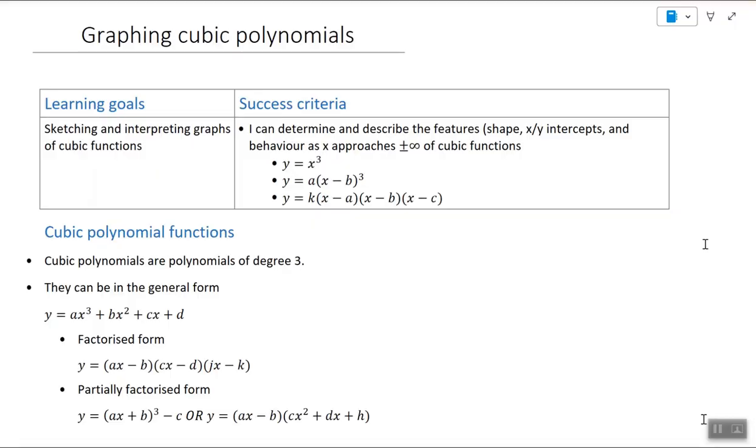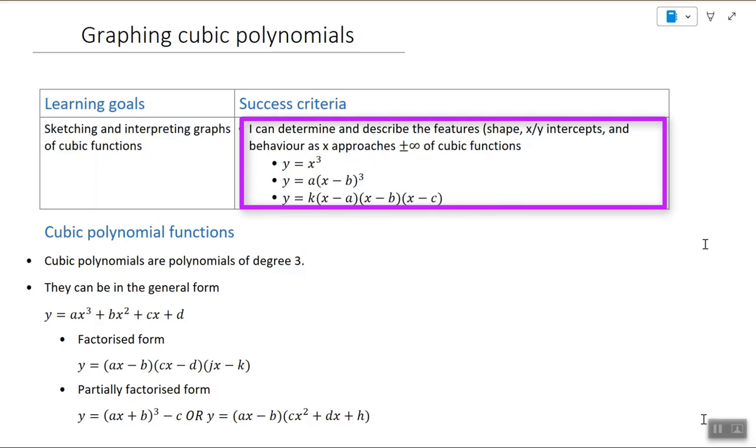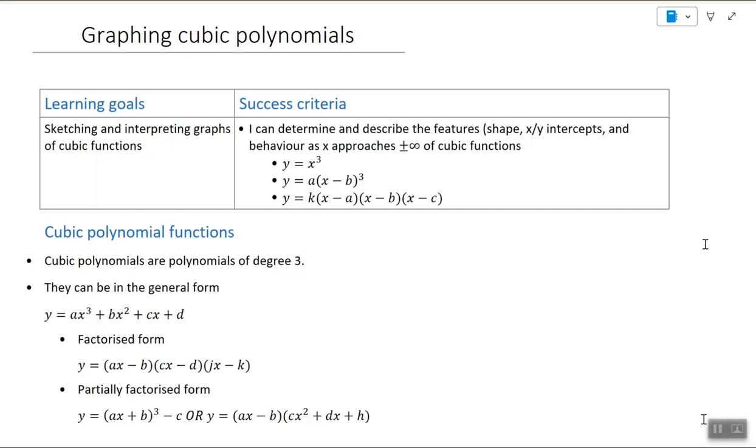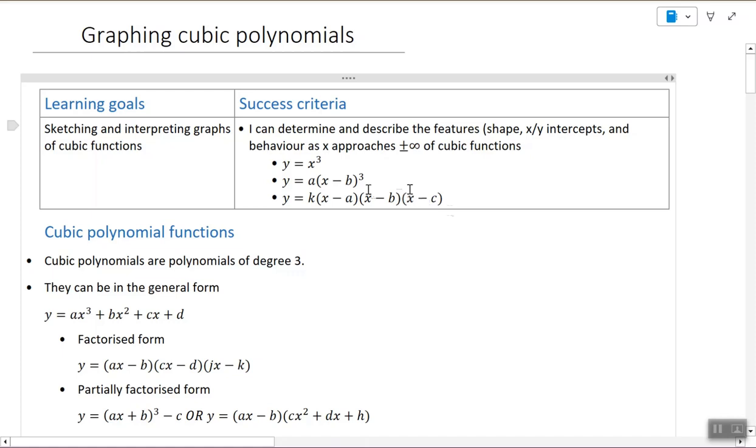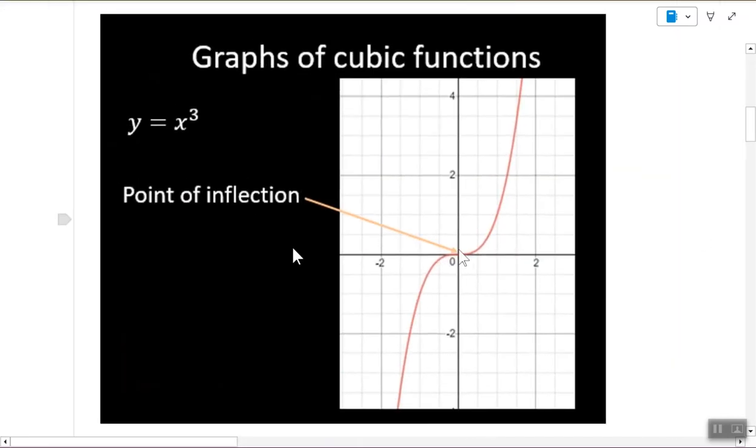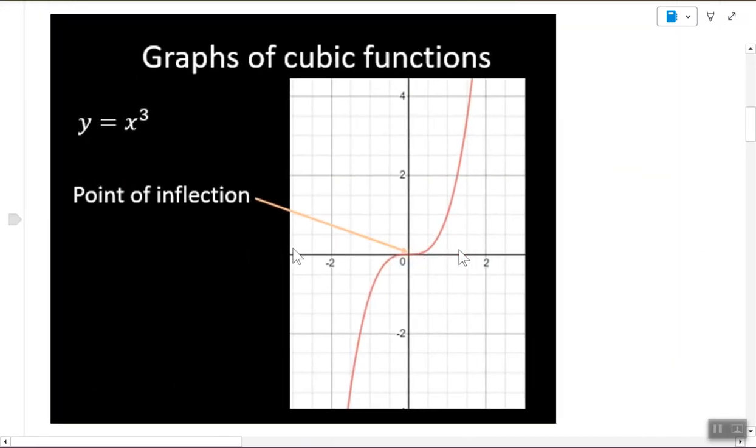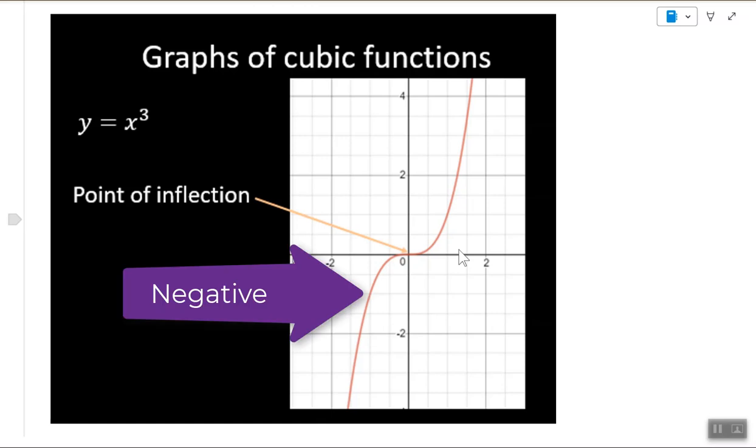So look at the success criteria. You've got to determine and describe the features of a cubic polynomial, and you've got to sketch them if they're in those forms. So y equals x cubed looks like this. With a quadratic, when you subbed in negatives, it would go up because anything negative squared is positive, but anything cubed that's a negative becomes a negative.